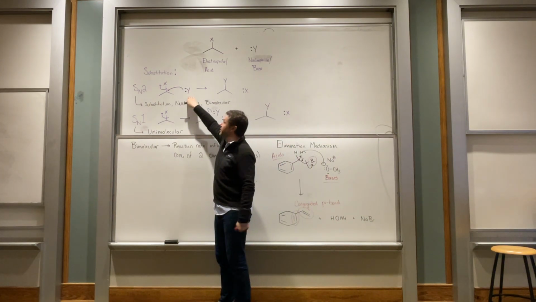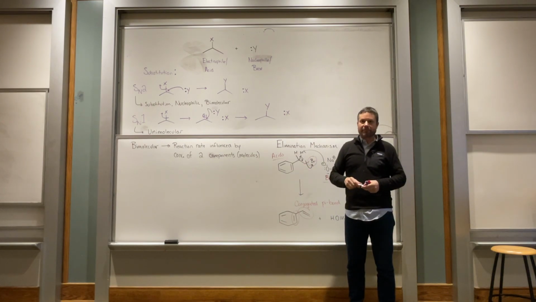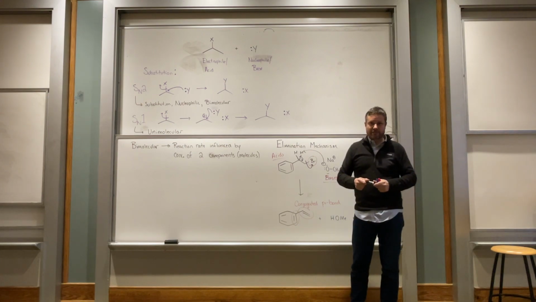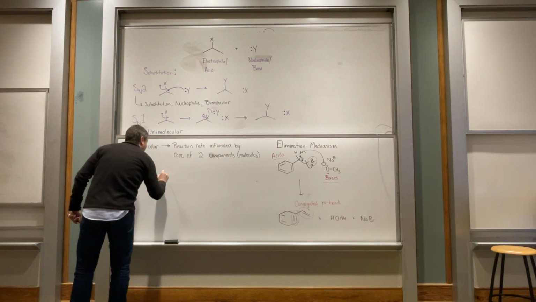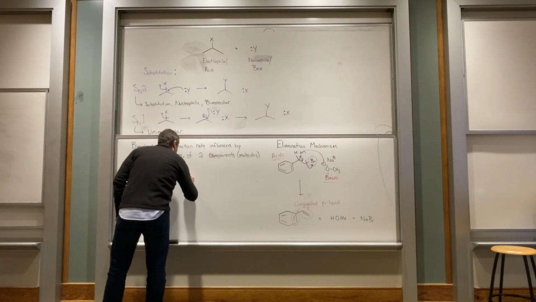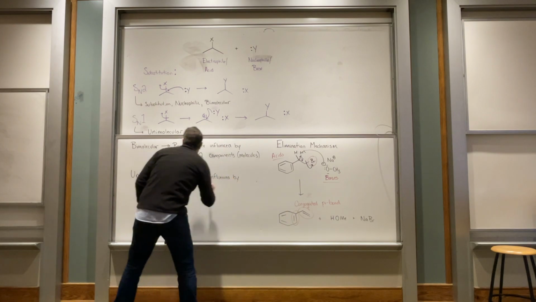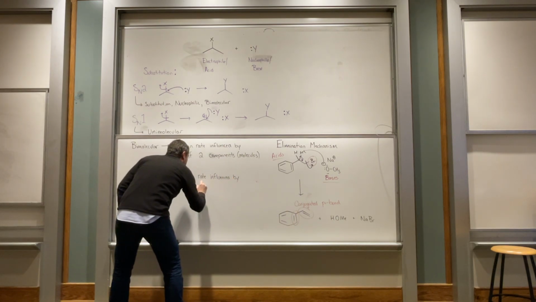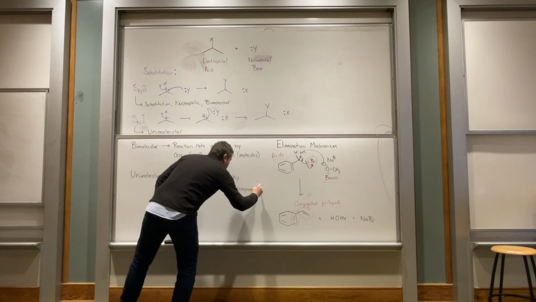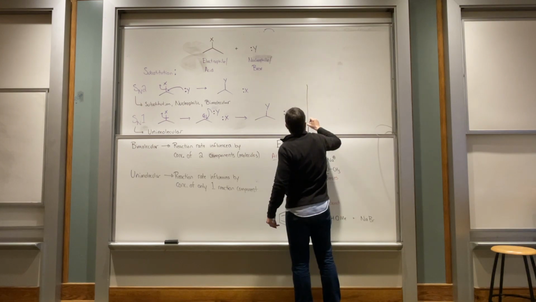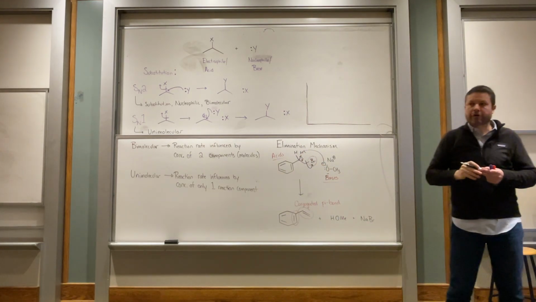And so if we decrease the amount of either one of those, we're going to decrease the probability that they're going to meet up in the flask, or how frequently they're able to meet up. Make sense for everybody? In contrast, unimolecular means that the rate of the reaction is going to be influenced only by the concentration of one of the components of the reaction.